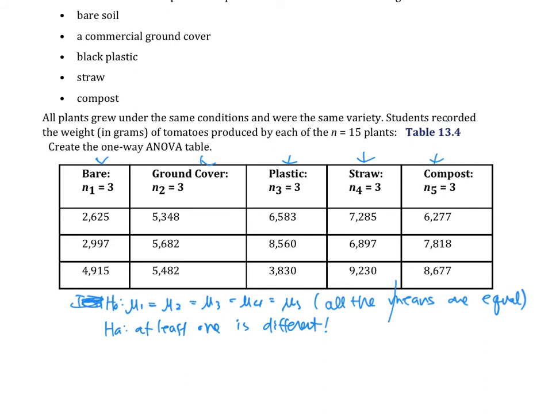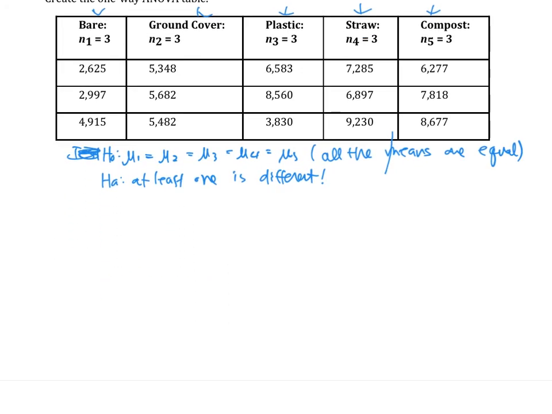All right. So here I'm inspecting the numbers. The first one, bare soil: 2,000, 2,000, 4,000, fine. But if you look at the plastic one, 6,000, 8,000, 3,000, okay. The straw one, 7, 6, 9,000. It seems like these are a little bit higher than that, right? Generally speaking. Again, this is a sample. We only have a sample size of 3 from each one. So we have to do hypothesis testing to see whether there is a difference for the population.